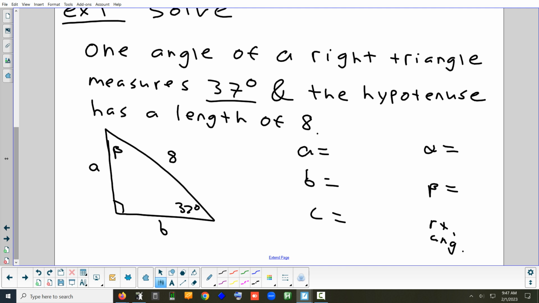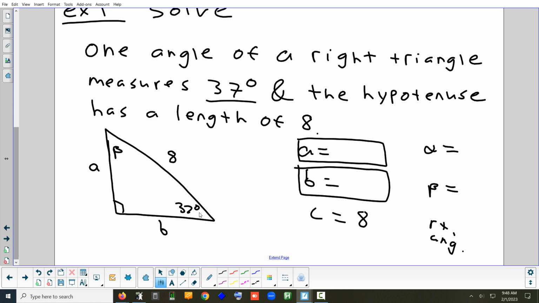Okay. In my diagram here, do I know A? No. I don't know A, otherwise I would have had a number in place of it. So I'm going to put a box around it so I remember to find it. Do I know B? Nope. Okay. Do I know C? Yep. Let's fill that in.